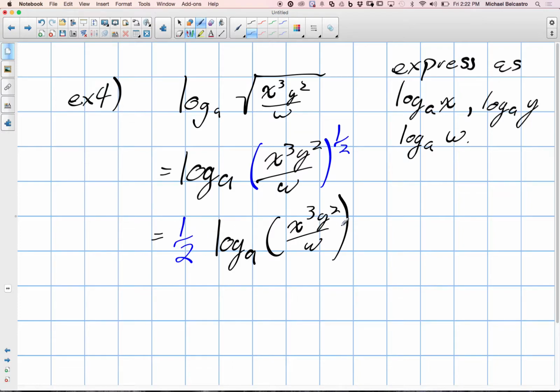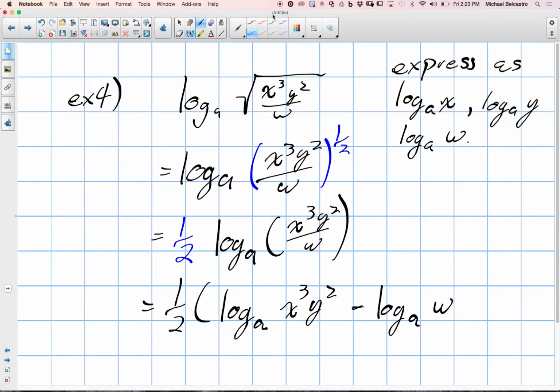Because this is a division sign, I can use the quotient rule to split this into two separate logs. So we have 1/2 multiplied by log base a of x cubed y squared, subtract log base a of w. Okay, so what we did there is, because this was division, I was able to write the numerator and denominator as two separate logs. I used the numerator, our x cubed times y squared, and I subtracted it by the denominator, which was just our w. Our w is already written as log base a of w.